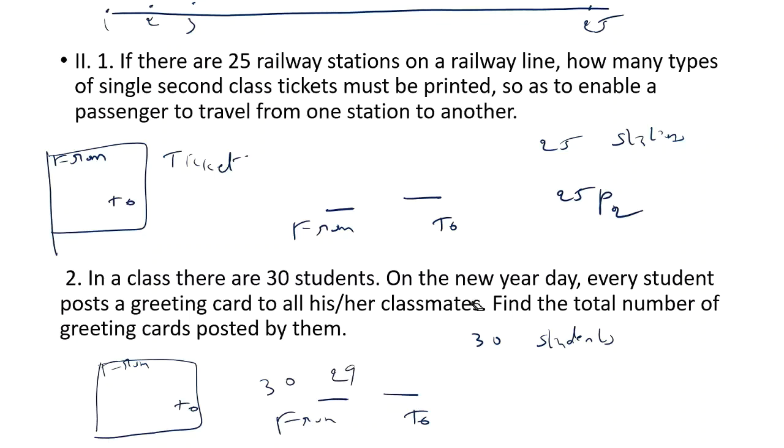So both the problems are the same. Both the problems boil down to nPr, the number of ways of filling n objects in r places. So here also the answer is going to be 30P2. 30P2 in the sense 30 times 29. So these many greeting cards are required.